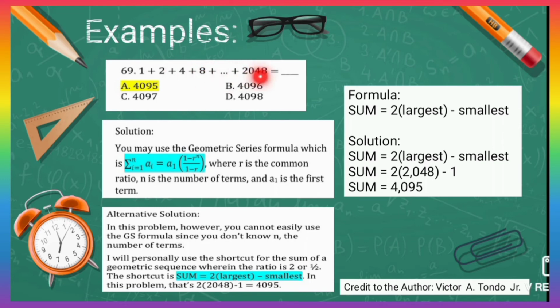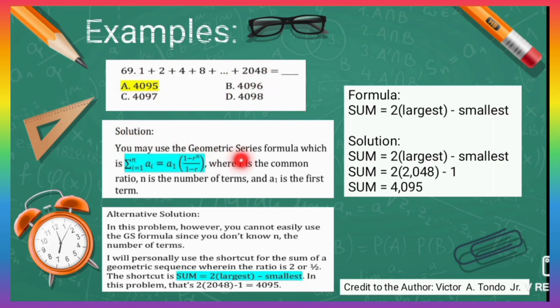So, yung formula natin na gagamitin is geometric sequence kasi nga nag-multiply tayo dito. Pero dito naman, yung sinabi ko kanina sa introduction, ipapakita ko sa inyo gamit ni Sir Victor A. Tondo Jr. sa mga materials niya, yung short way para mahanap natin yung sum ng mga terms na ito. So, yun, solution.